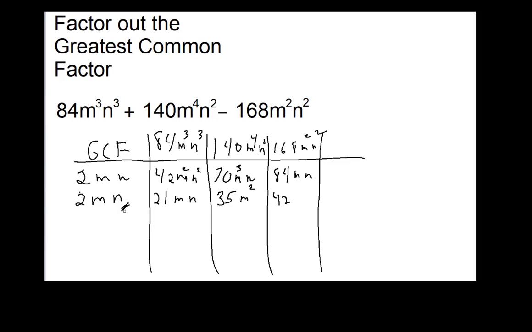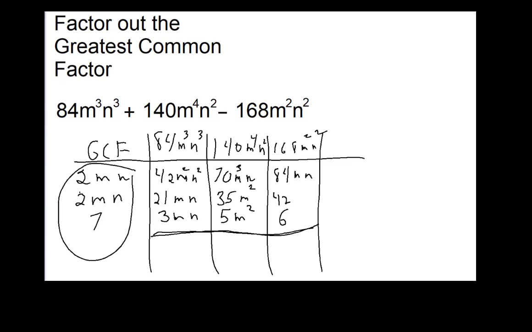So I'm almost done, but I look at these numbers and I see they are still all divisible by 7. So I'm going to bring out a 7, 3 mn, 5 m squared, and 6. And now here I am in my last row, and there are no common factors other than 1 for 3, 5, and 6, and they don't all have the same variables. So here is my GCF.